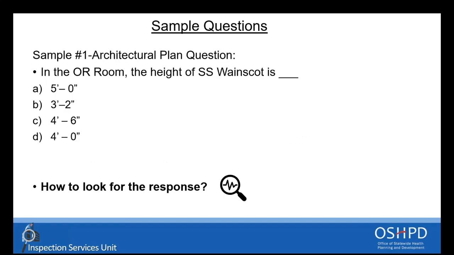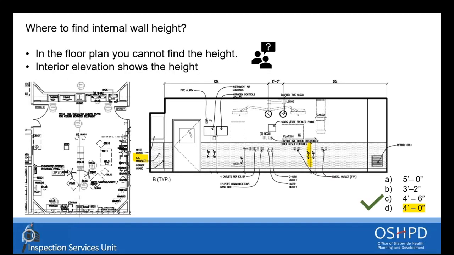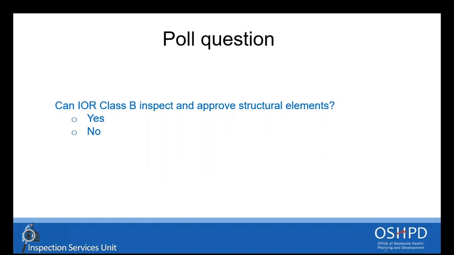Now, just one example of a plan question: in the OR room, the height of the stainless steel wainscot is, and here there are multiple options. How do you arrive at the response to understand the height of the wainscot? It is vertical information, of course, so you cannot find it on the floor plan. You need to go to the interior elevation. You look at the interior elevation, you look where the information is, in this case for the wainscot, and there is the answer: 4 feet.